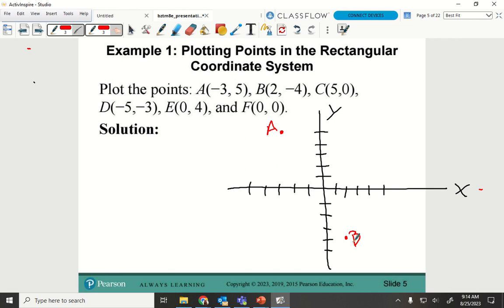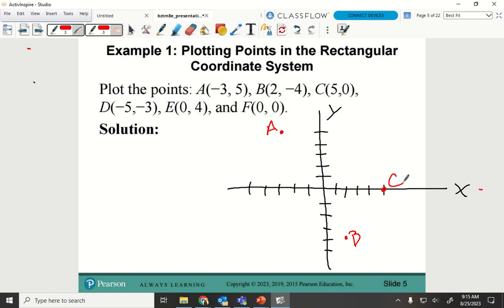Anyway, all right, C. It is positive 5, 0, right? Positive 5 means 5 to the right. And what am I doing if it's 0? Leave it right there. I'm not going up, I'm not going down. Just going to leave it right there, and I'm going to label that C.